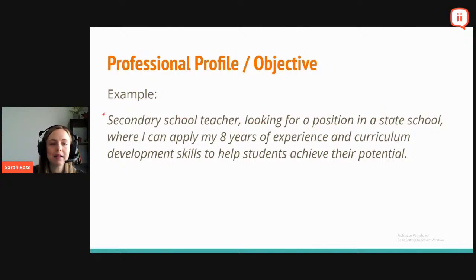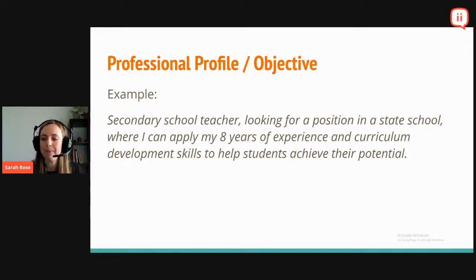This is the main piece of information here. It's a secondary school teacher, and what are they looking for? A position in a state school. State means a non-private school in the UK. In American English, we might say a public school, but in the UK, we call it a state school. So the secondary school teacher is looking for a position in a state school. We have the job title and the objective.